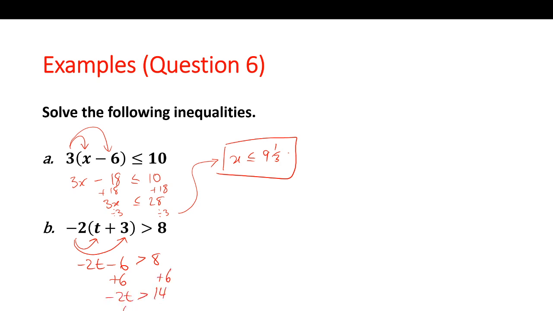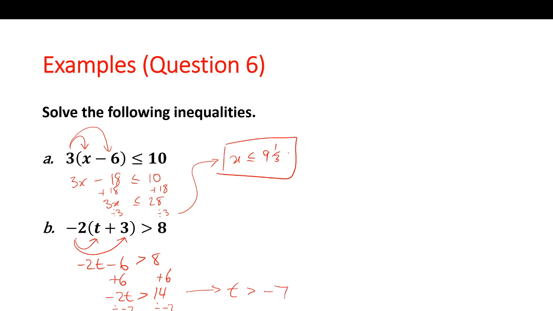Now to get the t by itself, we need to divide by -2. Divide by -2. So that leaves me with t is greater than, so 14 divided by -2 is -7.